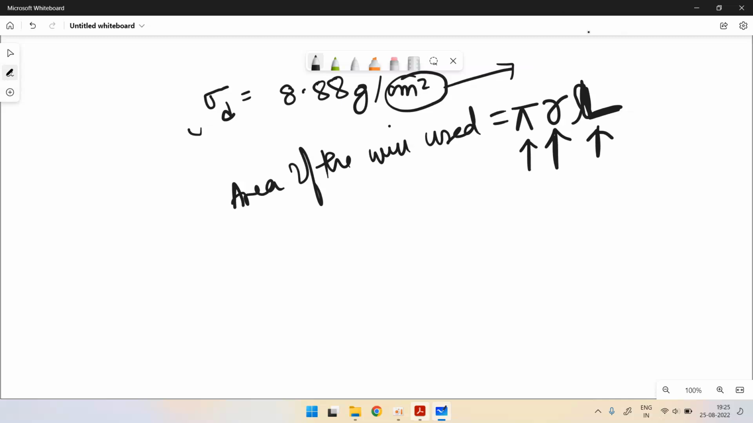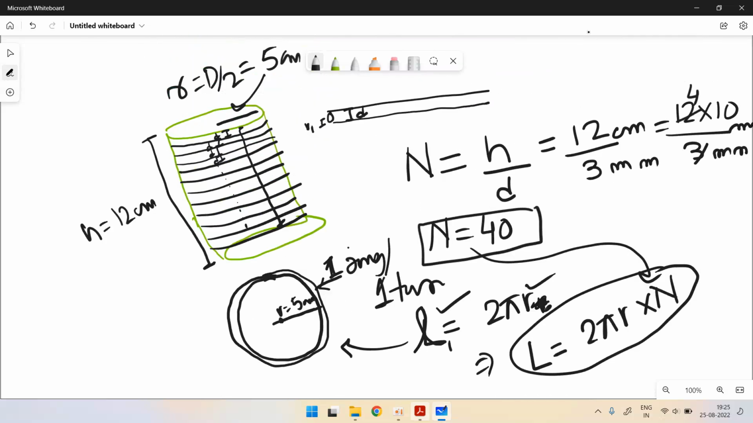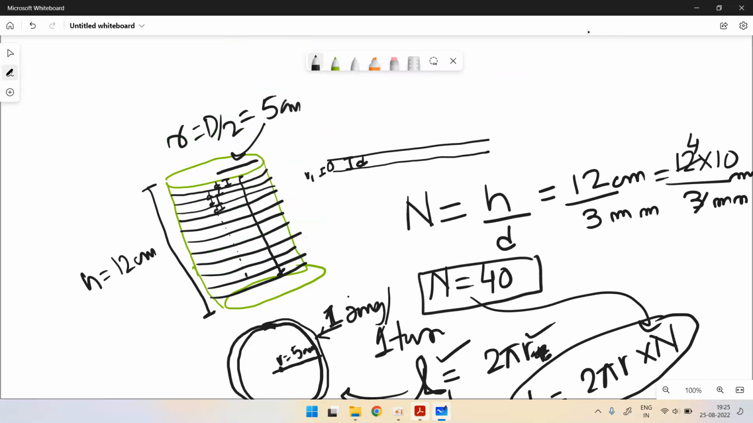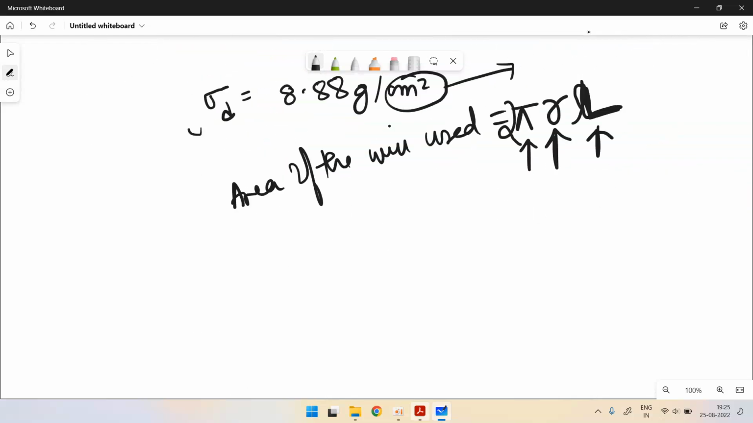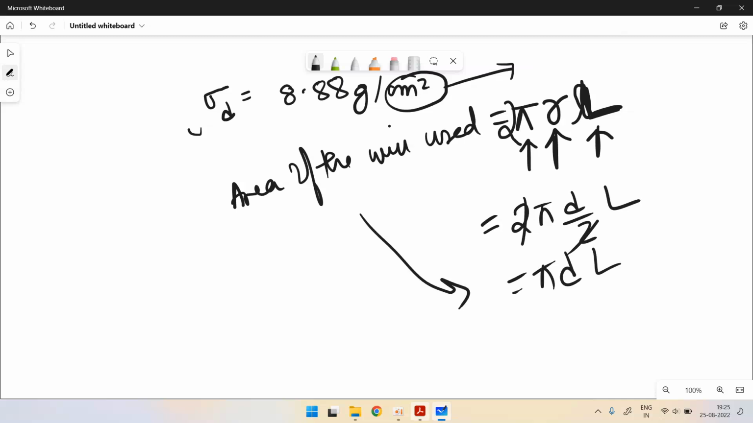The area is 2 pi r into L. So r is d by 2, where d was given as 3 mm, so r is 3 by 2 mm. This gives pi d L, the area in centimeter square.